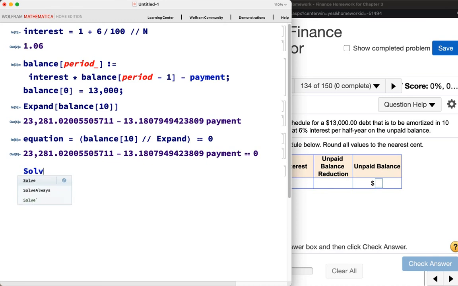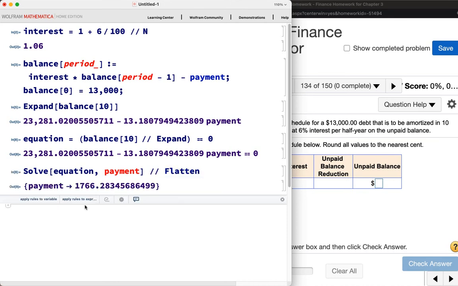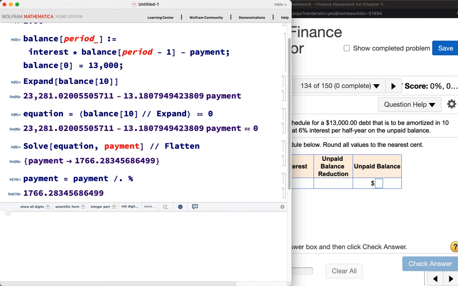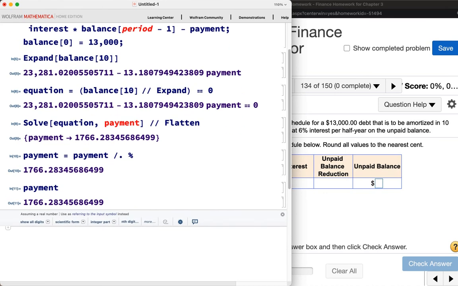Okay, so solve the equation, and what is my payment? The payment is going to be $1,766.28 every 6 months. Okay, terrific. Payment is equal to payment as it's defined on the previous line. Shift enter. There we go. So this is going to be my payment.